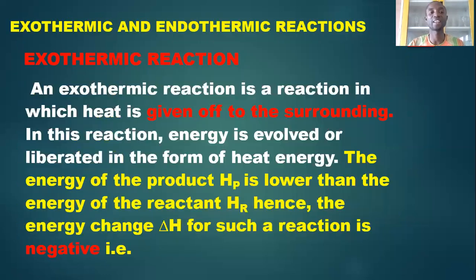All right, let's now look at endothermic and exothermic reactions. What is an exothermic reaction? An exothermic reaction is a reaction in which heat is given off to the surroundings. In this reaction, energy is liberated in the form of heat energy. The energy of the product, HP, is lower than the energy of the reactant, HR. Hence, the energy change for such a reaction is negative. Heat is given off to the surroundings. A type of reaction in which heat is given off to the surroundings is what we call an exothermic reaction.